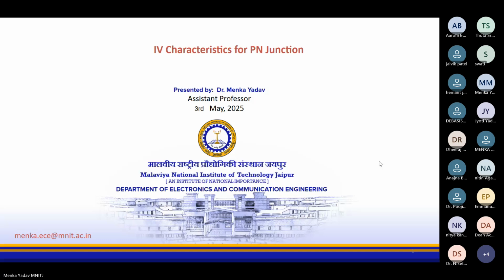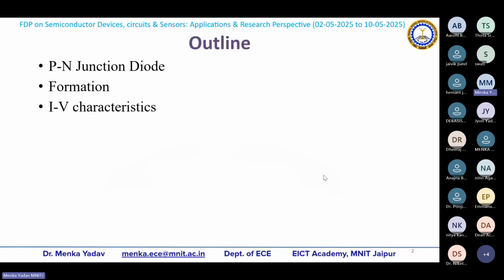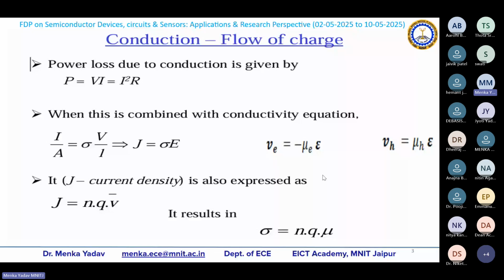So this has the basic outline: PN junction diode, how the junction formation is done, and the IV characteristics of the diode. Yesterday you were expected to cover a few of the topics which were left over. So I'm covering those topics today, because the direct relationship and all those explanations took a lot of time in the evening lecture.